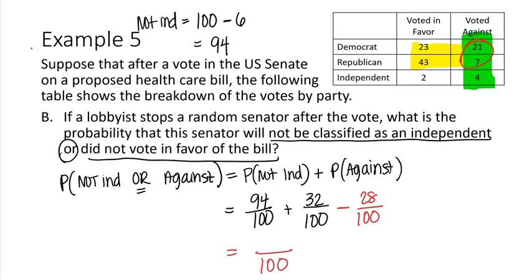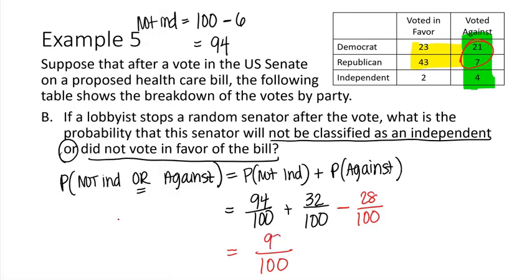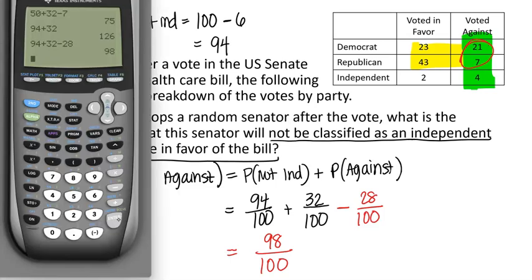So common denominator stays common. Add across the top, subtract your 28. 98 out of 100. Remember, if you're not sure on simplifying, you can do this in the calculator.